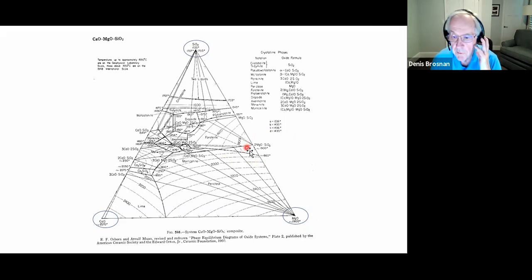We have some compounds. Here's one, MgO.2SiO2 in oxide notation. That's the mineral forsterite. So you can see up here the mineral names that are present. Here's another one, MgO.SiO2. That's the mineral enstatite.